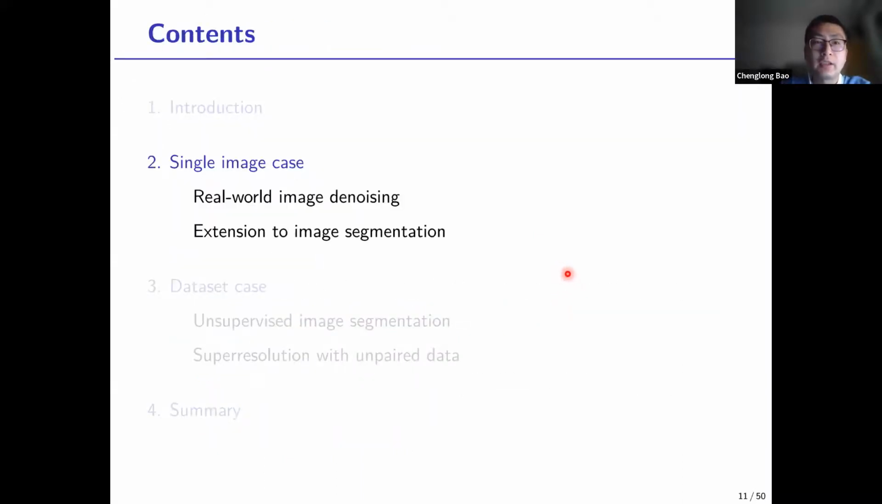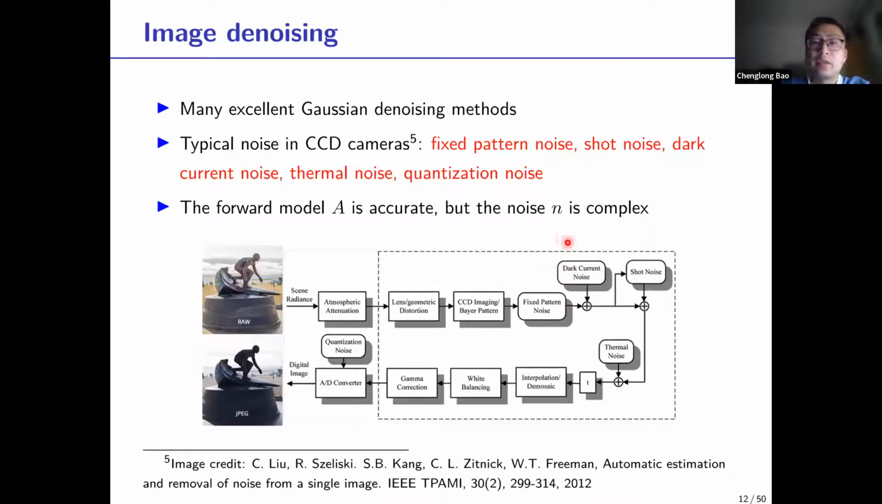Now let's go to the single image case. Image denoising is actually a classical topic in image processing. Many researchers have put great effort into the Gaussian denoising problem, and currently we have many excellent Gaussian denoisers, for example, BM3D. But in commercial cameras, this is the process of the ISP unit. And in this dashed box, it contains many different kinds of noise, for example, fixed pattern noise, shot noise, or quantization noise. So when we get this JPEG image, this image actually contains the composition of all these different kinds of noise. So the composition of this noise makes the practical denoising problem highly non-trivial.